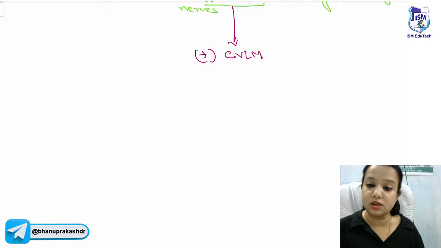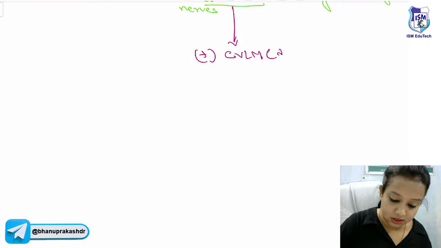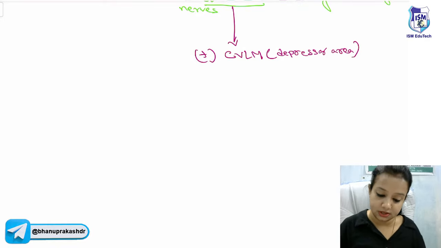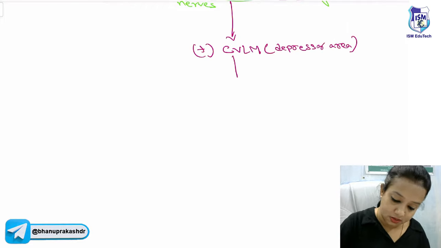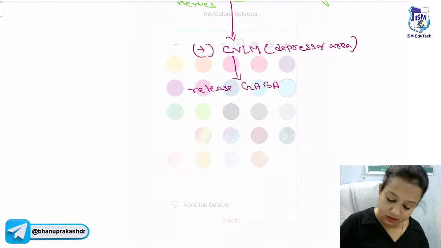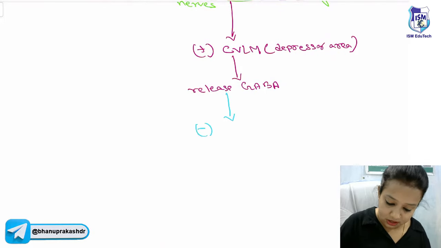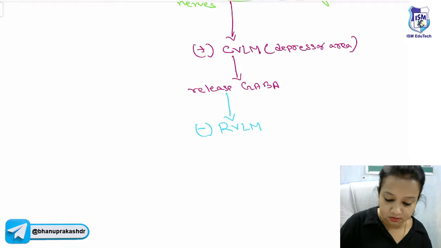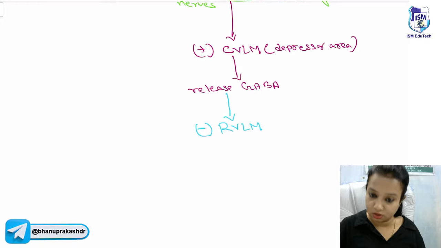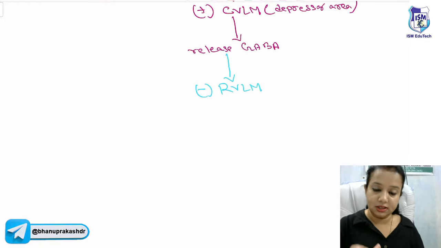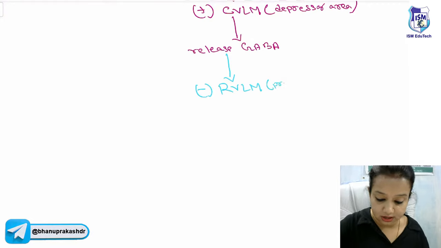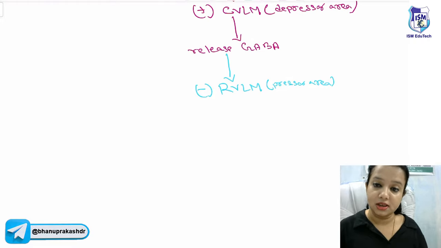Now, this caudal ventrolateral region of the medulla, what is it? It is a depressor area. It will immediately release GABA. Via this GABA, it will inhibit the rostral ventrolateral region. When this is happening, the pressor area is quietened and suppressed, and the depressor area is stimulated.